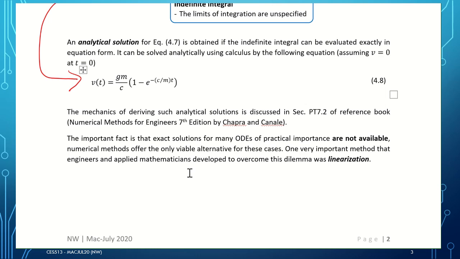The important fact is that the exact solutions of many ODEs of practical importance are not available. So this is where we need numerical methods as an alternative for these cases. One very important method that engineers developed to overcome this problem is linearization.